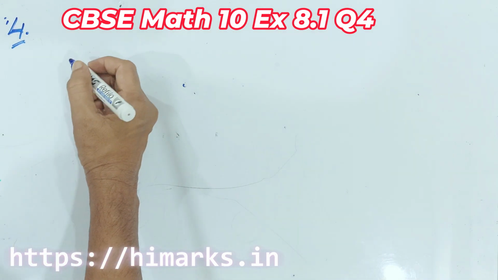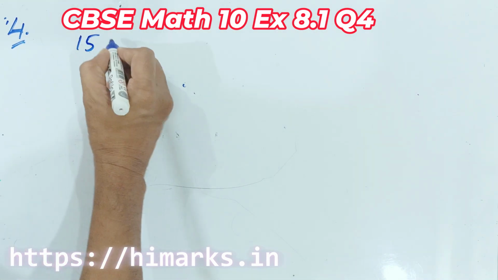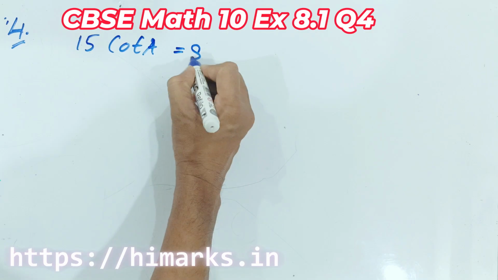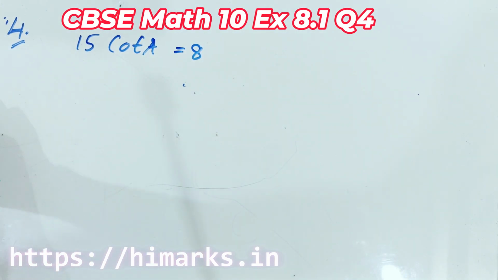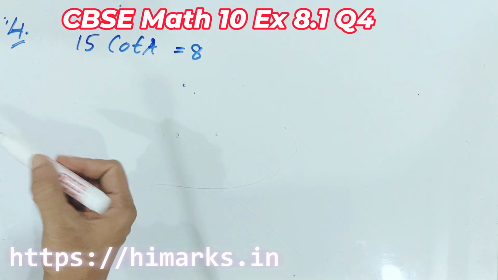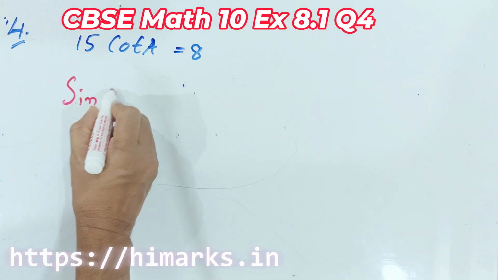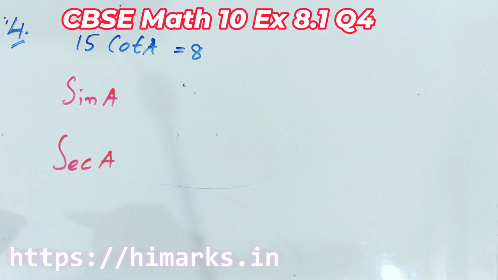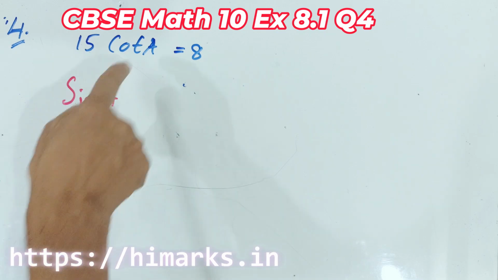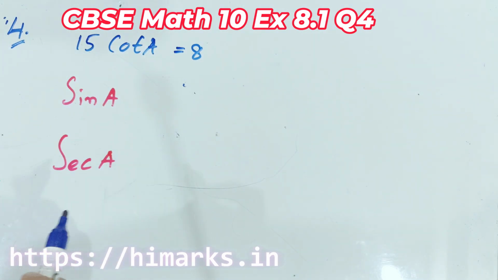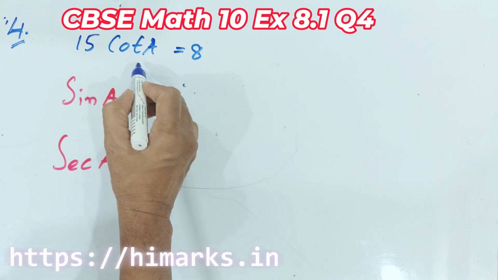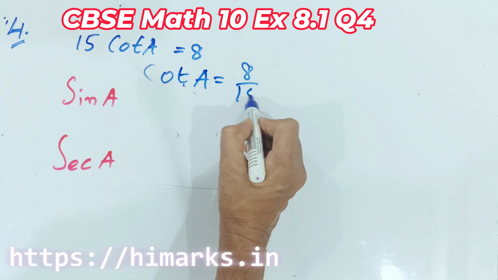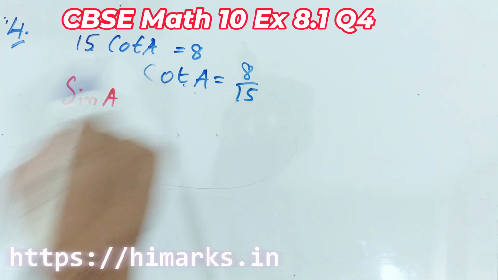In question number 4, it is given 15 cot A is equal to 8, and from here it is asked sin A and sec A. So from cot A equal to 8, that means cot A is 8 by 15. Take this 15 here in the denominator.